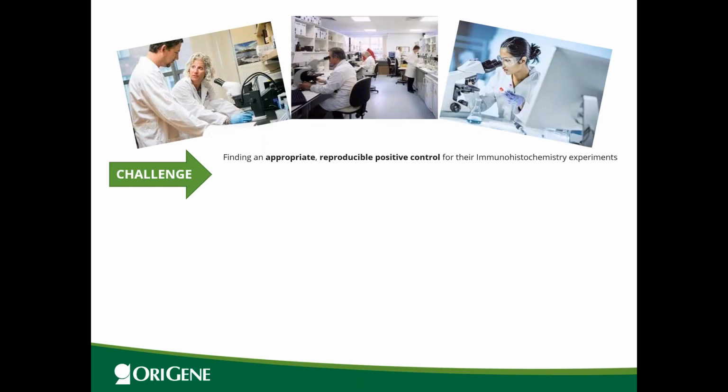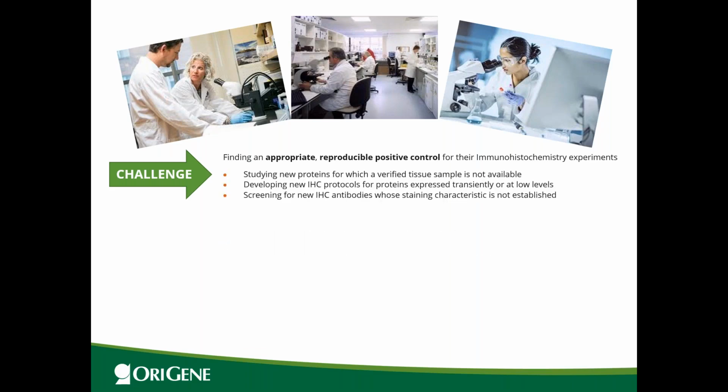Researchers, assay developers, and immunohistochemists often have difficulty finding appropriate positive controls for their immunohistochemistry experiments. This problem is exacerbated especially when they are studying new proteins for which a verified tissue sample is not available, or they're developing new immunohistochemistry protocols for proteins expressed transiently or at low levels, or they are screening for new immunohistochemistry antibodies whose staining characteristics are not well established.